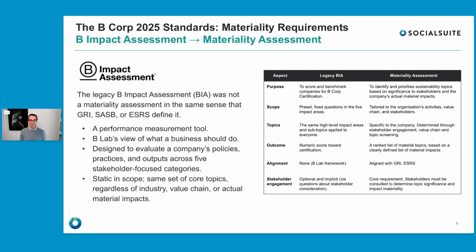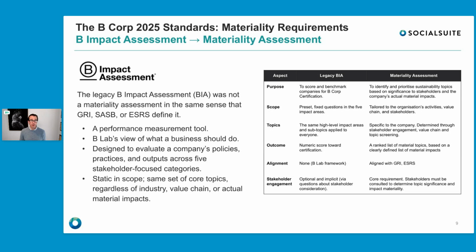It was more a performance measurement tool. How well are you performing in terms of B Lab's view of what a business should do to be responsible and sustainable? So it was really designed to evaluate, score, and benchmark companies for B Corp certification. And it was very static in that scope. Same set of core topics. They didn't really look at your industry, value chain, actual material impacts. So if we compare that then in the table on the right-hand side, we see on the left there the legacy B Impact Assessment and how that addressed some of those components. And on the right-hand side, more of a generic view of, let's call it, a standardized materiality assessment.